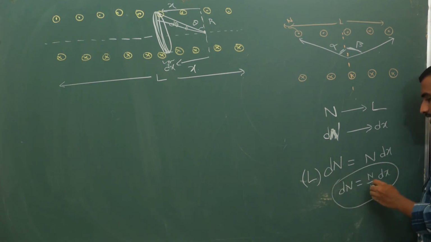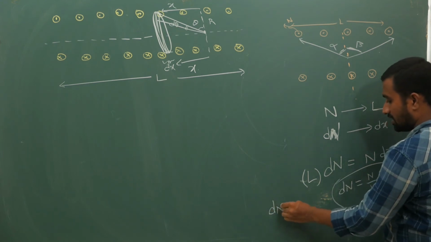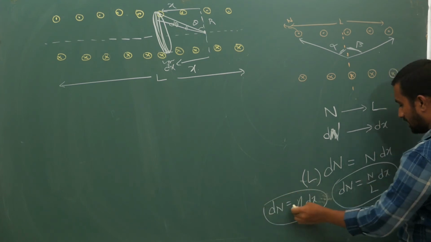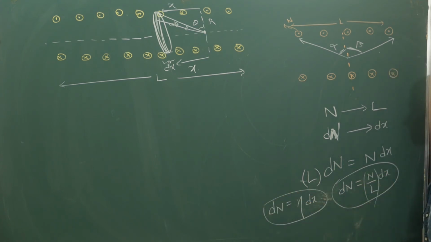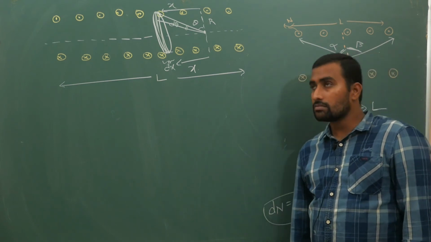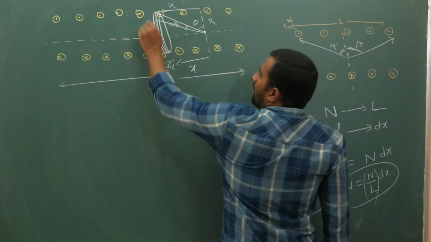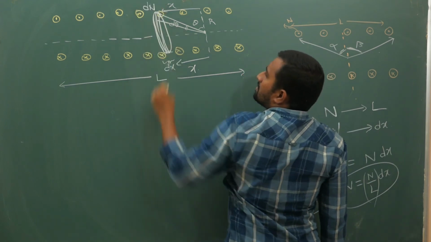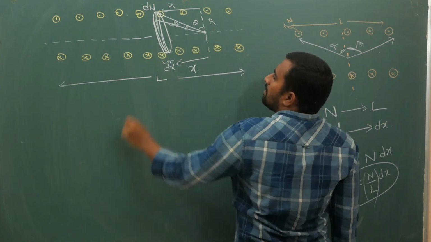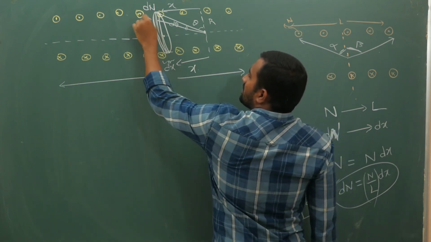That is the number of turns per unit length. Your dn is equal to the number of turns per unit length times dx. This I am representing with small n. Now here you have dn turns. From here to here the distance is x. This is your radius R.